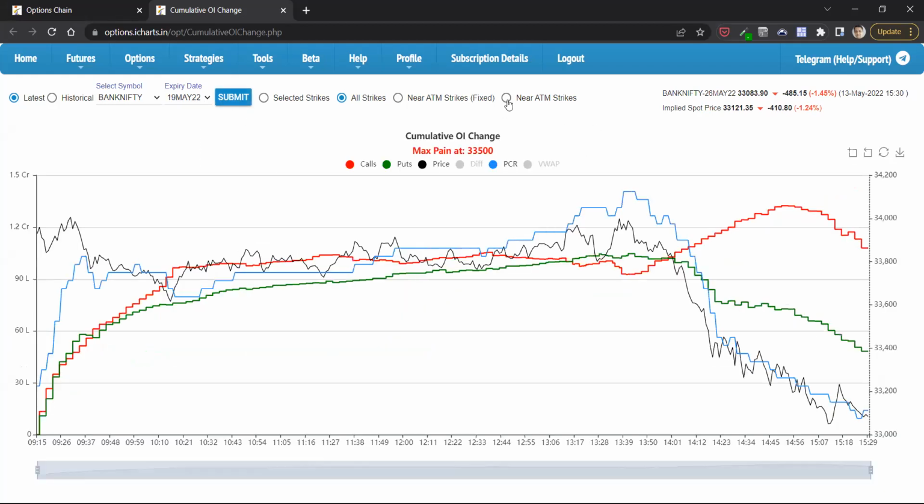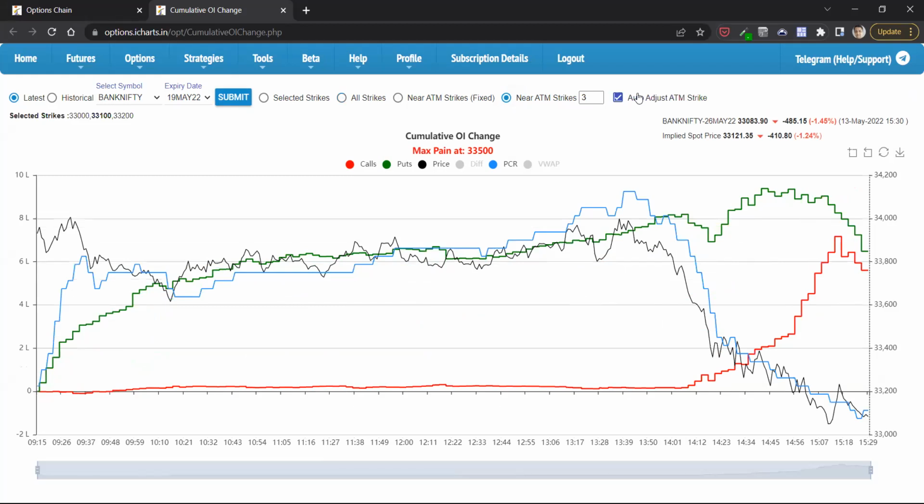Yeah, so I was telling you about near ATM strikes, auto adjust. When you select auto adjust, these three strikes will keep on changing throughout the day. Kindly mute everyone. I'm just muting everyone.